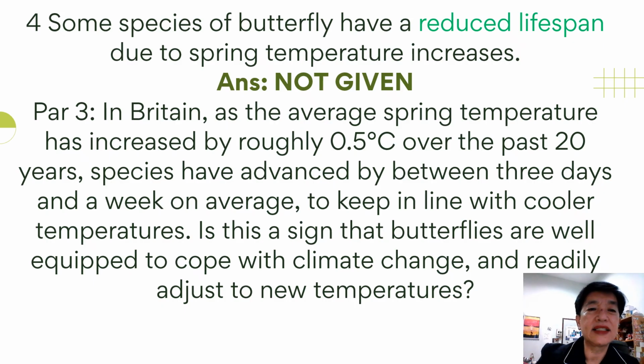Number 4, some species of butterfly have a reduced lifespan due to spring temperature increases. Now, the answer is not given. Why? Because in paragraph 3, it doesn't tell us whether the species of butterfly have decreased due to spring temperature increases. It doesn't say here.